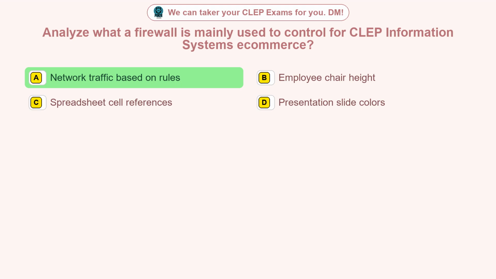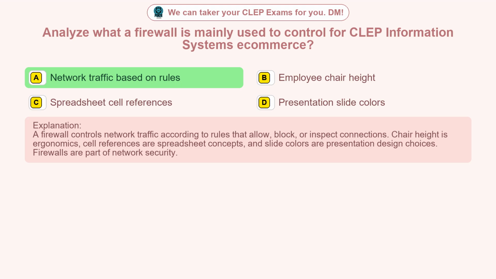Network traffic based on rules. A firewall controls network traffic according to rules that allow, block, or inspect connections. Chair height is ergonomics, cell references are spreadsheet concepts, and slide colors are presentation design choices. Firewalls are part of network security.